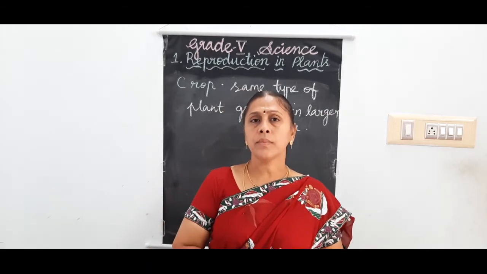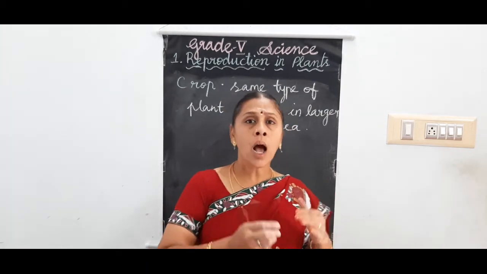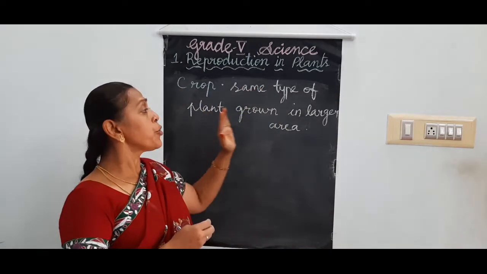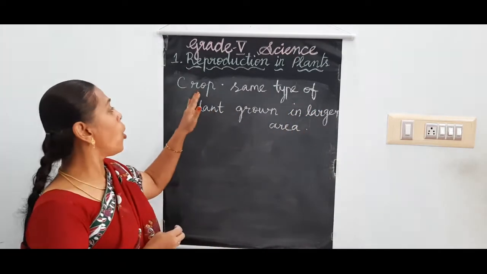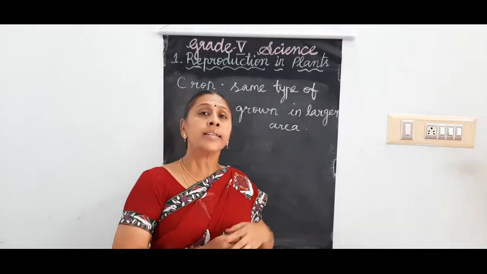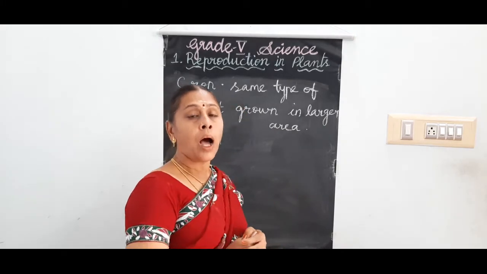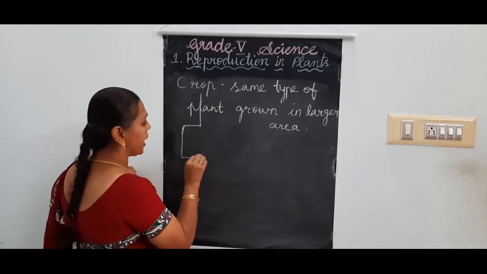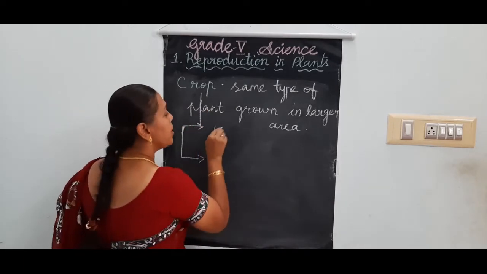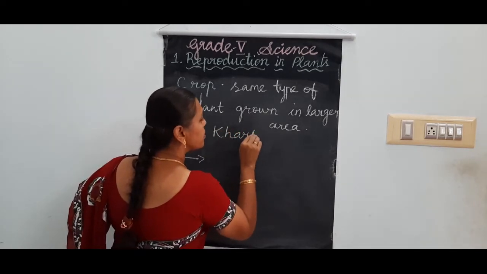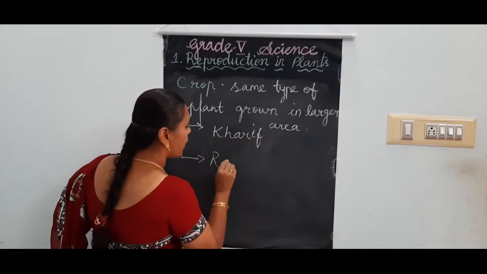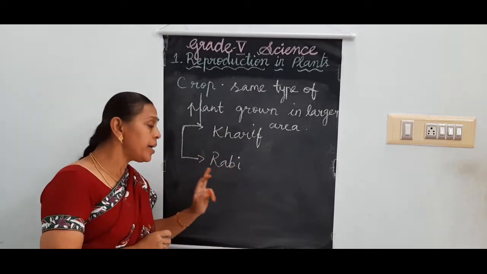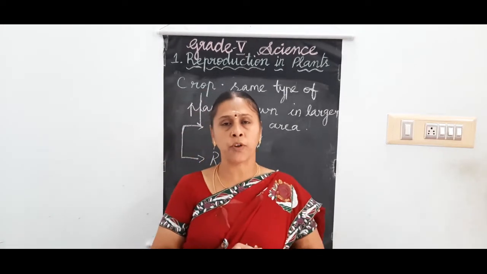Understand? So crops mean the same type of plants grown in a large area. And these crops are of two types. What are they? Kharif crop and Rabi crop. What are the two types of crops? Kharif and Rabi crops.